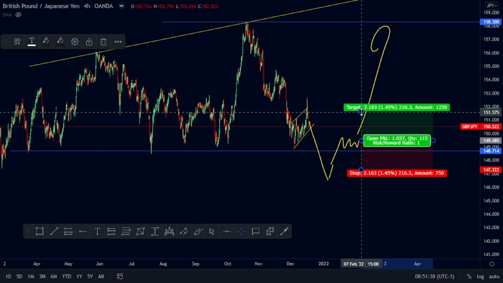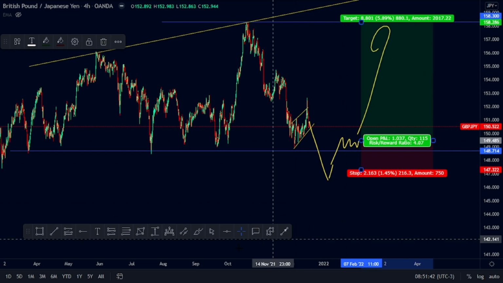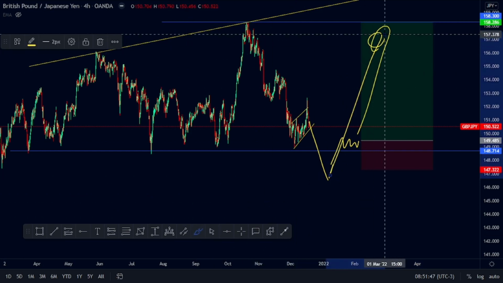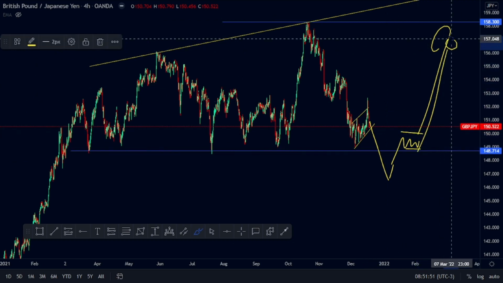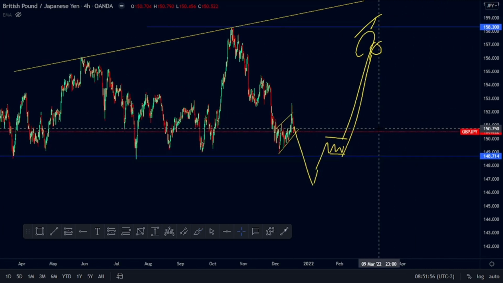Because from this level to here, it's about 800 pips. It's a lot. You cannot wait for the market to move from here to here. You're going to wait forever. So we are going to accompany this move towards the upside. Then after, we're going to look for selling opportunities around these areas here.